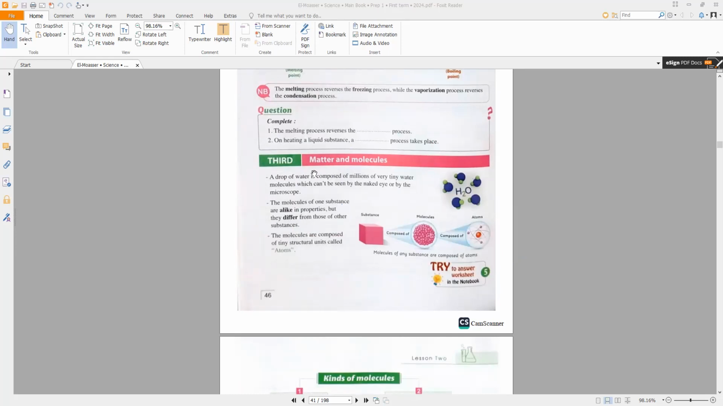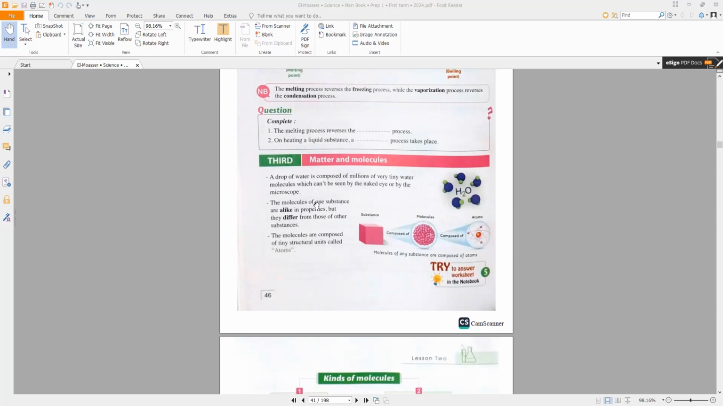The building unit of matter is the molecule. If you have one drop of water, it is composed of millions of very tiny water molecules. I can't see these molecules with my eye or with my microscope, but one drop consists of millions of molecules.